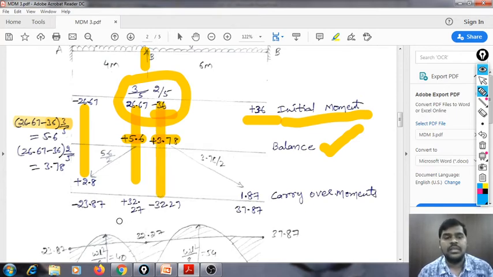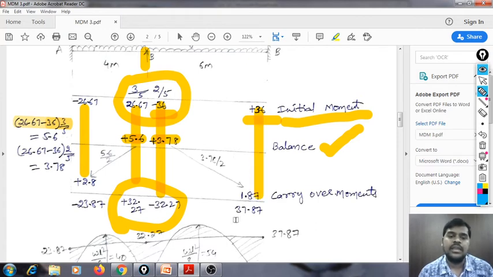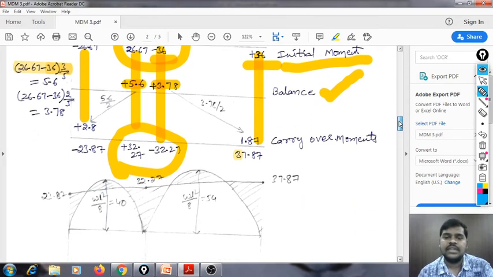That means these two values are equal but opposite in direction, that doesn't bother. Again 36 plus 1.87 gives 37.87. So the carryover moments are carried equally, and very good. So the final moments will be minus 23.87, 32.27, 37.87.